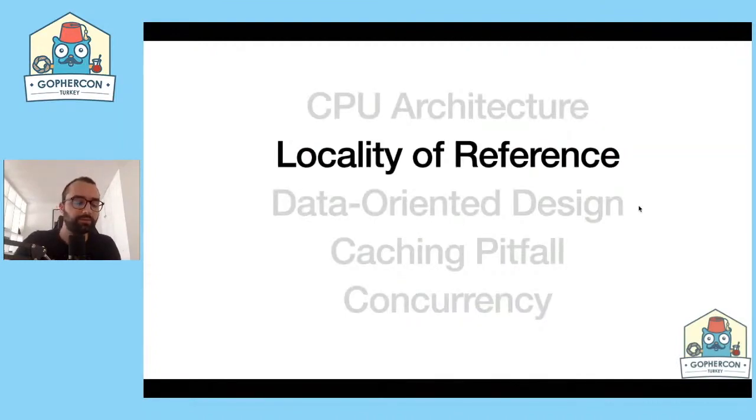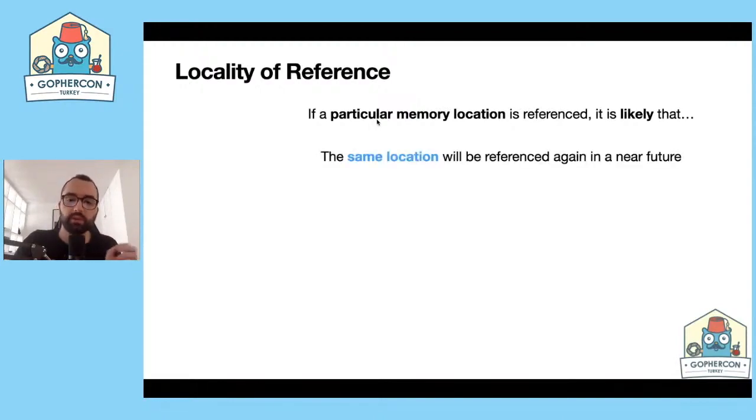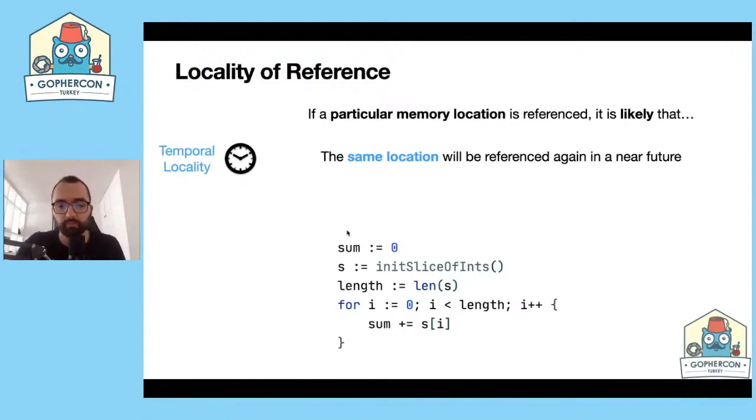Okay, so let's talk about theory a bit here with what we call locality of reference. Basically, there are different aspects, but we are going to focus on only two of them. We can say if a particular memory location is referenced, it is very likely that the same location will be referenced again in the near future. And that's what we call temporal locality. So here is a very small example where I initialize a counter and a slice, and I iterate over this slice, and every single time I increment my counter.